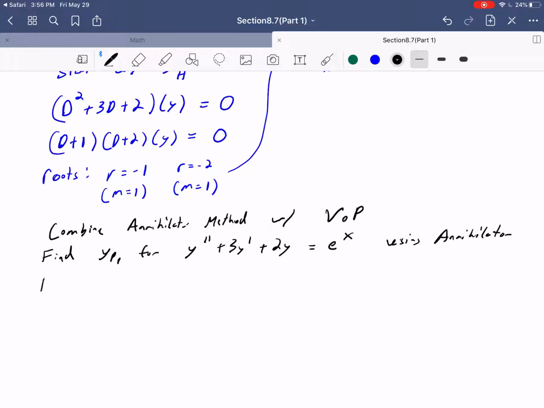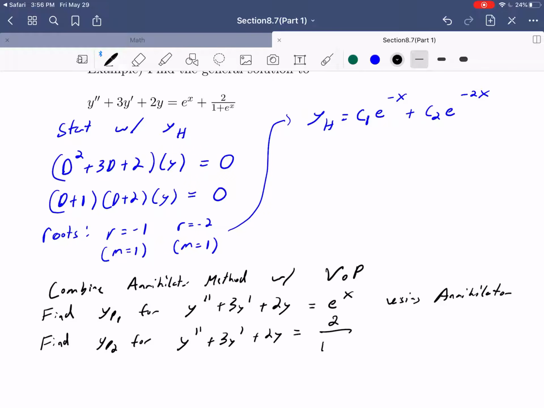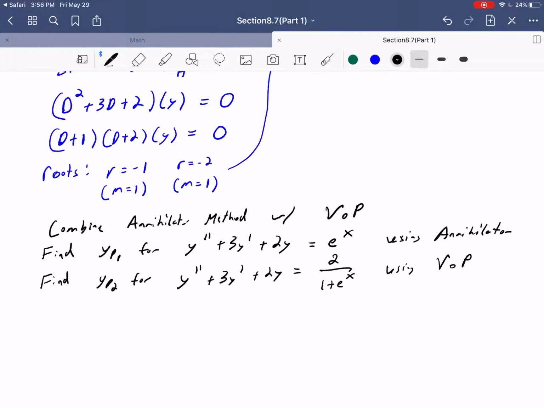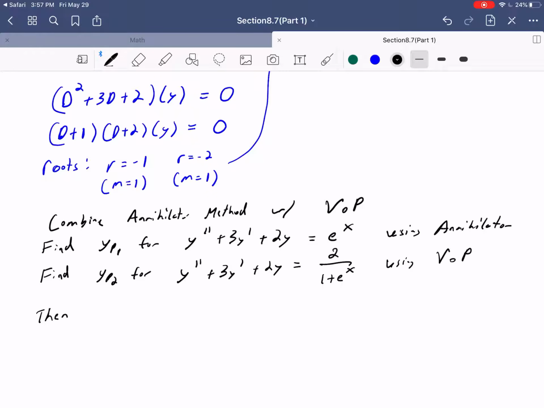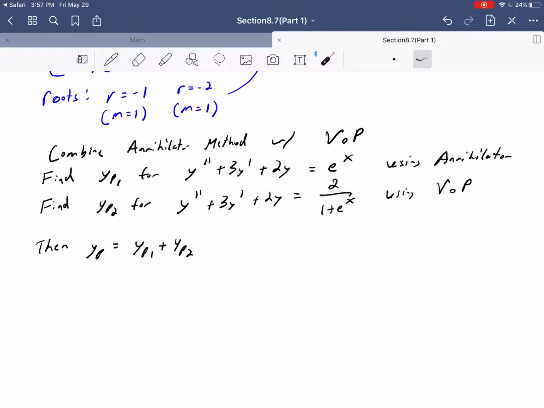And then we're going to find yp2 for y double prime plus 3y prime plus 2y equals the other component, which is 2 over 1 plus e to the x, using variation of parameters. Then that means that y sub p will be the sum of those particular solutions. So if you ever see a piece that can be annihilated, it's easier to use the annihilator method on that piece. So that's what we'll do for e to the x. Then we'll use variation of parameters on this, and then we'll put them together for our particular solution.